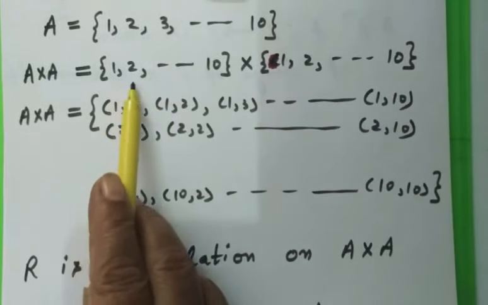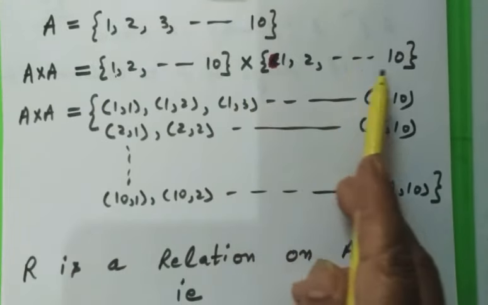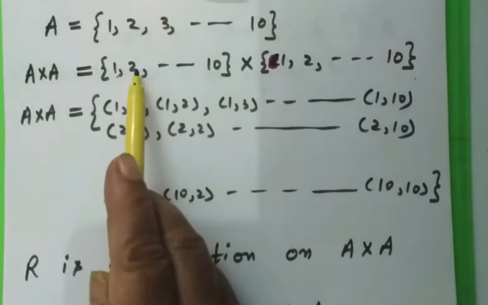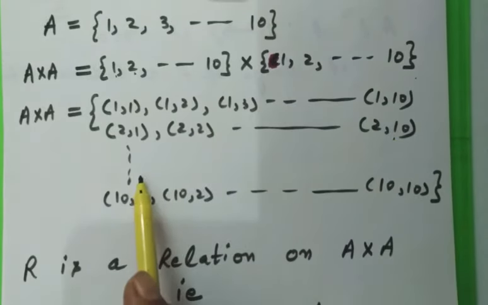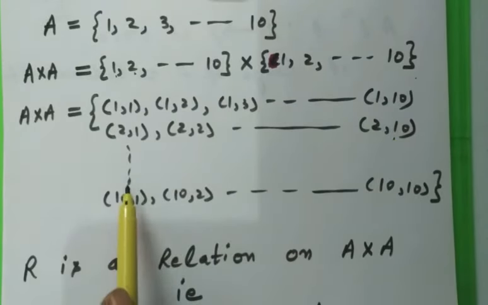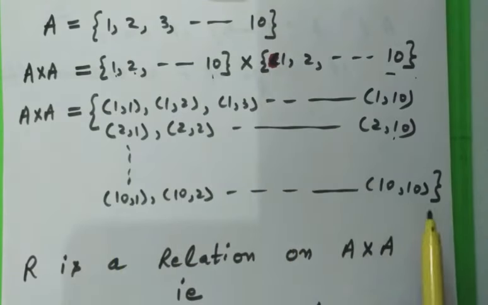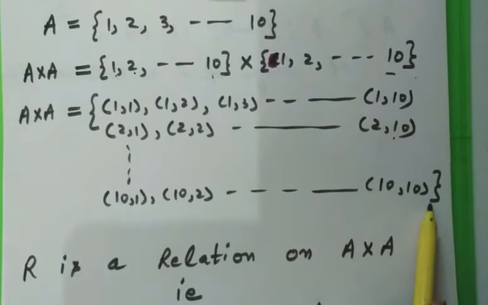If you start making the ordered pairs of set A with itself, then 1 is to be paired up with each element of A. So, (1,1), (1,2) till (1,10), then 2 is to be paired up with all elements from 1 to 10, and so on 3, 4, 5, 6, 7, 8, 9, until the last element 10 is also paired up with each element of the set A, that is (10,1), (10,2) to (10,10). So, A cross A contains 100 elements as we have seen here. I think we have understood the structure of A cross A.